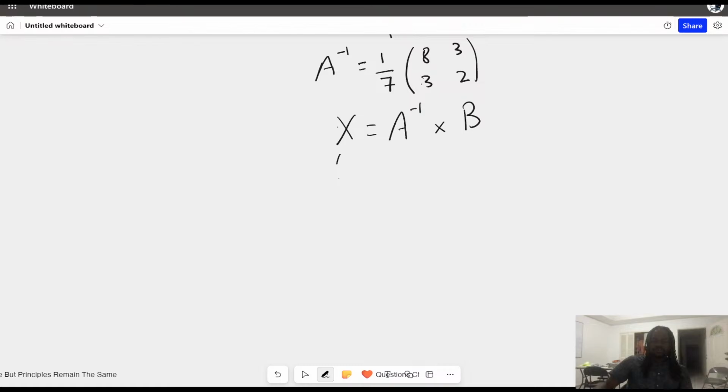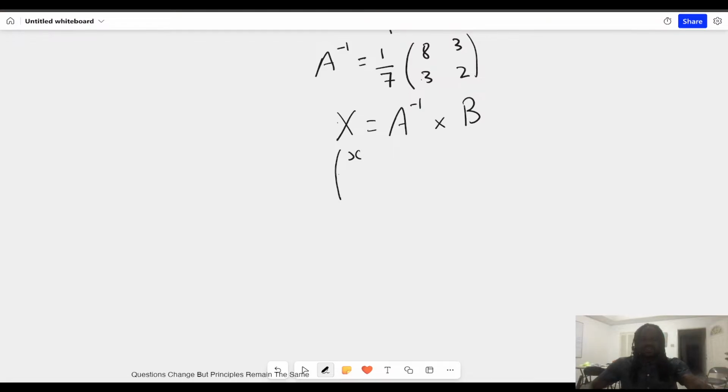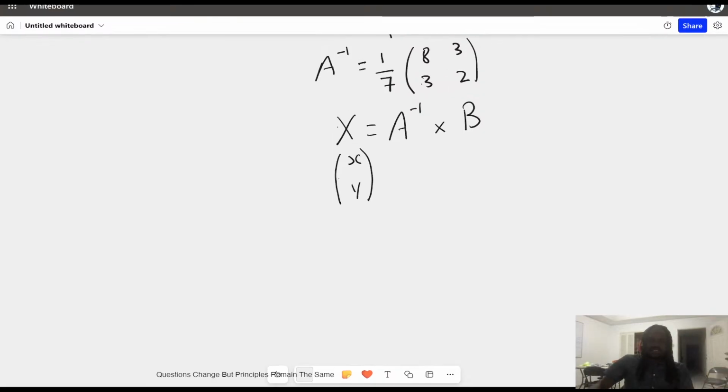X actually represents the matrix X, Y. So that's the matrix that contains the 2 variables, the 2 letters in question. Next, it's now A inverse. What is A inverse?